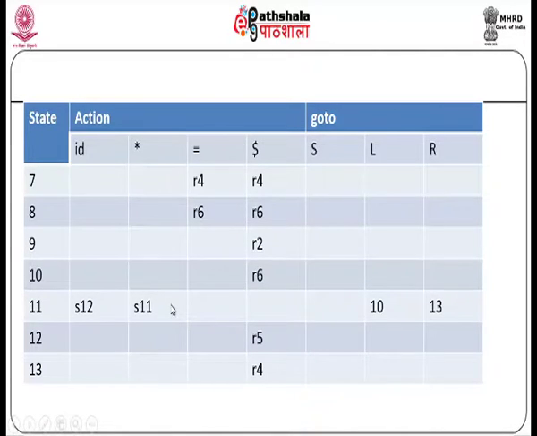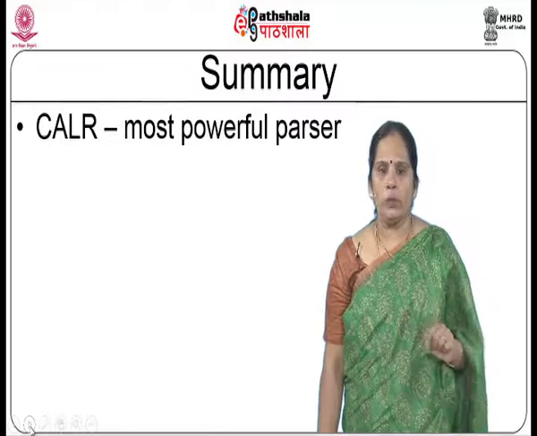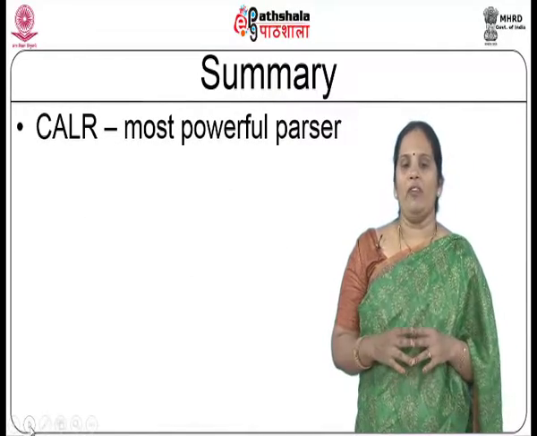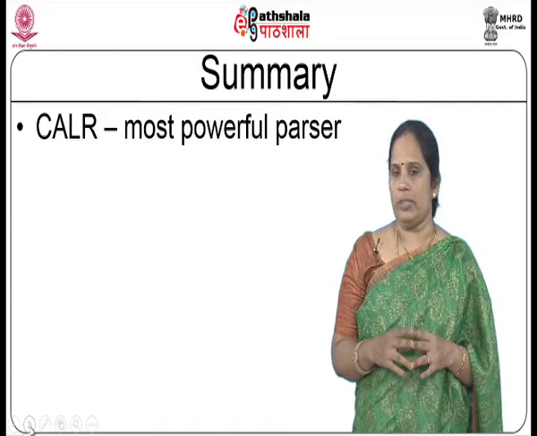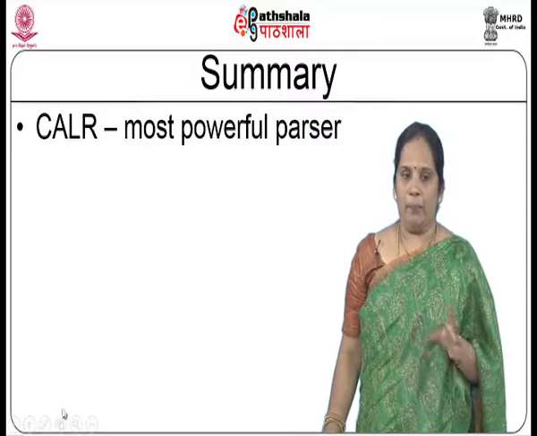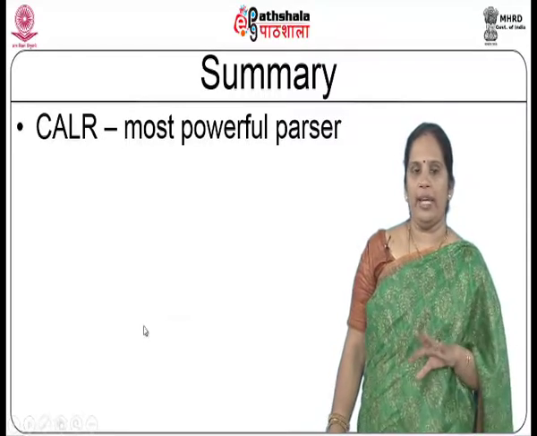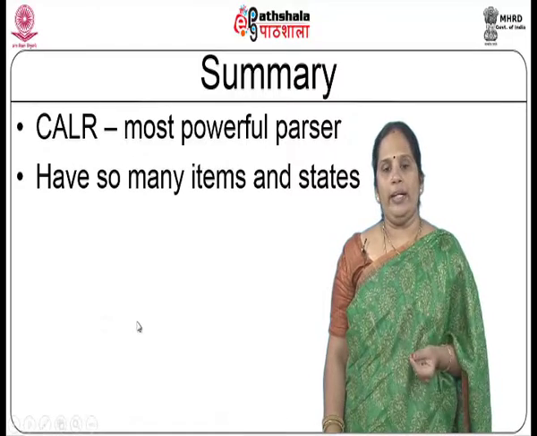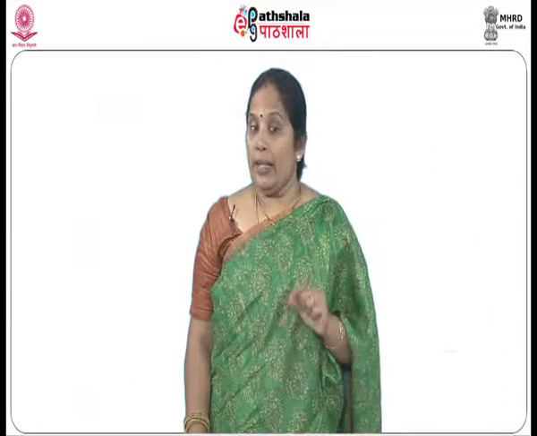Since there is no conflict, it is easy to parse using the canonical LR parser. So, canonical LR parser is the most powerful parser. But the drawback of this parser is having a lot of item numbers as compared to the other parsers. Okay, the SLR parser has got a lesser number of items, whereas the CLR parser has got more number of items. So, it has so many items and states, but there is no conflict at all if the grammar is an unambiguous grammar. Okay, thank you.